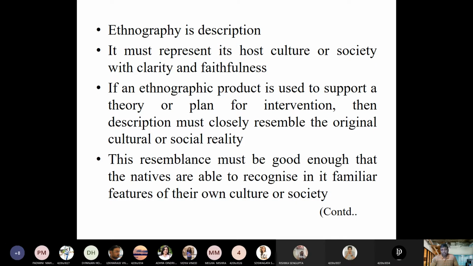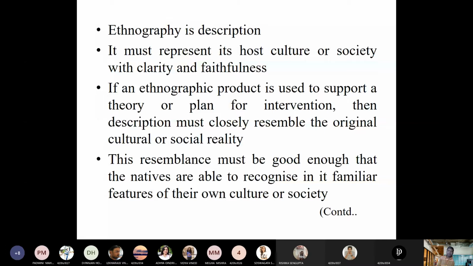It must represent its host culture or society with clarity and faithfulness. An ethnographic product is used to support a theory or a plan for intervention. Then the description must closely resemble the original cultural and social reality. That is what I am telling exactly here. So look into this: whenever we are doing any ethnographic research, what we usually do is either something which supports the theory, or we give a research output which helps in making a proper plan for the intervention. I was giving an example from the very beginning.